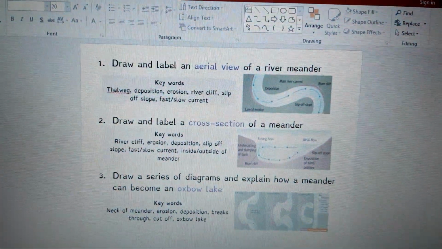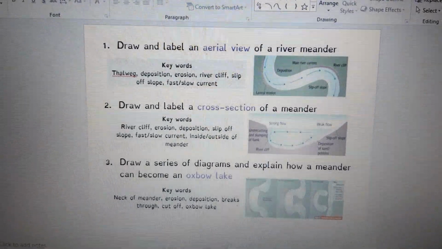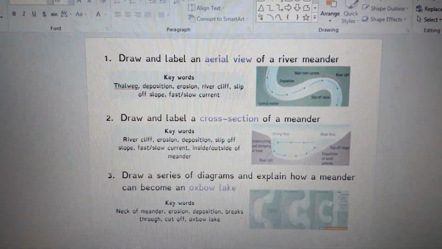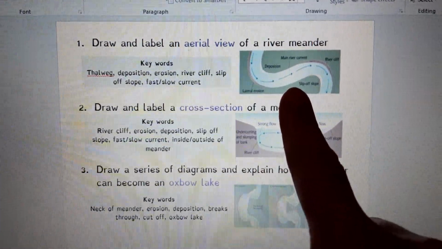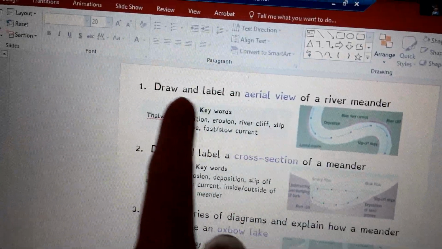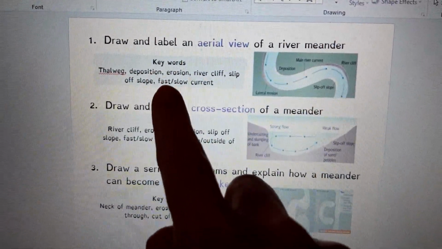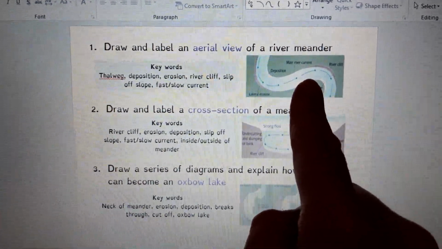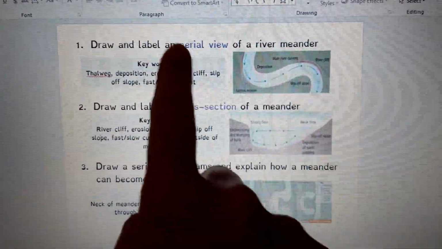On the last slide of the PowerPoint here, there are 3 tasks for you to do, and they kind of mirror the tasks that I've just done. So number 1, draw and label an aerial view of a meander, aerial meaning from above. Okay, so that's like this here. Draw a version of this, and I want you to make sure that it's got all of these words on it. I like you to write descriptions rather than kind of single words. So try and make your labels sentences rather than just words like this. Okay, and try and use all of these words.